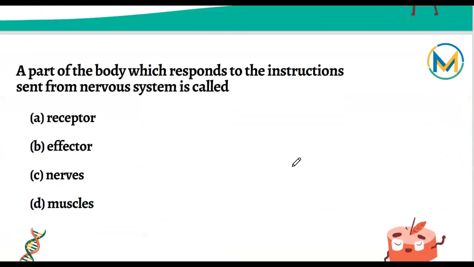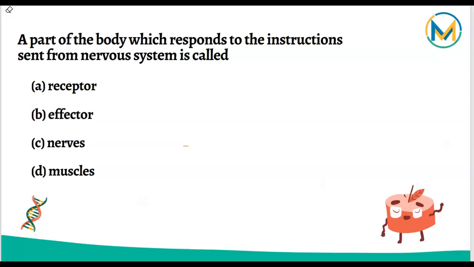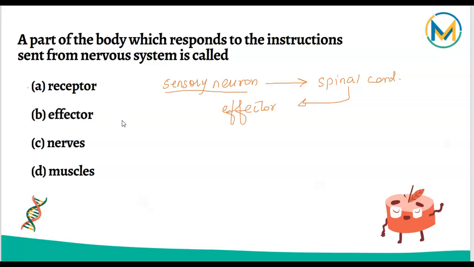The next one, a part of the body which responds to the instructions sent from the nervous system is called as. So our nervous system gets the information from the sensory neuron, depending upon what's seen, felt, heard. The sensory neuron picks up the external stimuli and passes it to our spinal cord or brain. From there, the required instruction is given back with the help of the effector neuron.